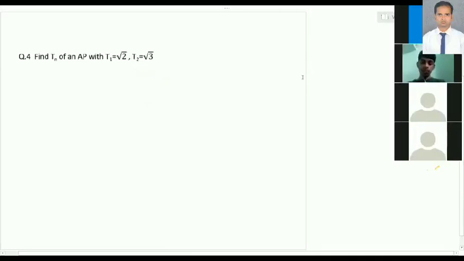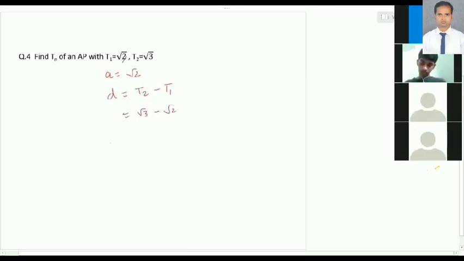Here they have given: find Tn of an AP whose T1 value is given as root 2, T2 is root 3. We need to find Tn. Similarly, you can find. First of all, what you have to find? You have to find D value. A value you have given. What is the A value they have given? A value they have given root 2. And D will be how much? T2 minus T1. Root 3 minus root 2. Very good. Root 3 minus root 2.